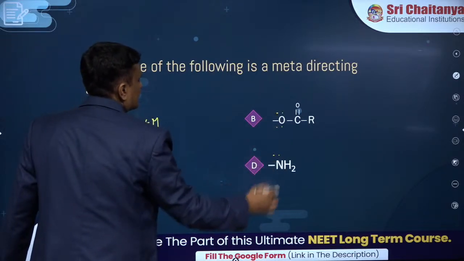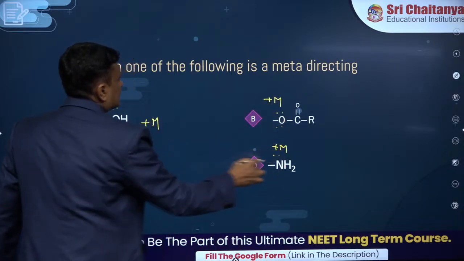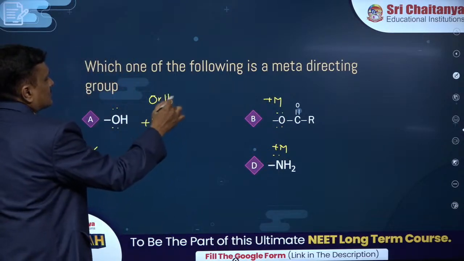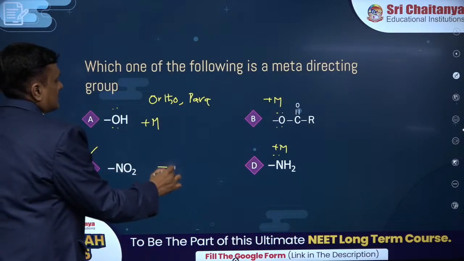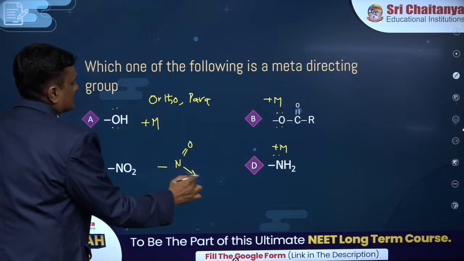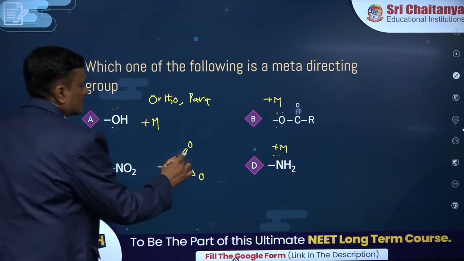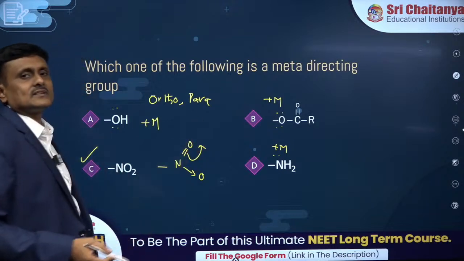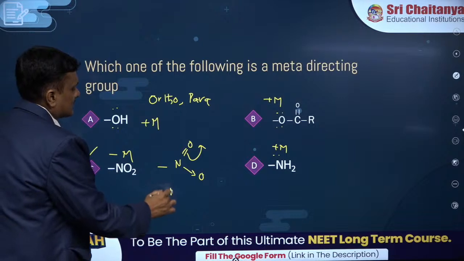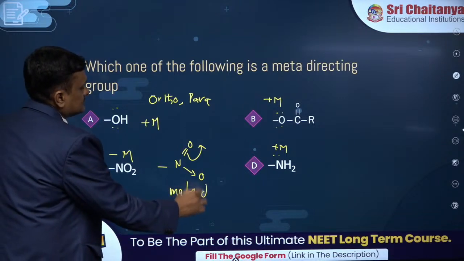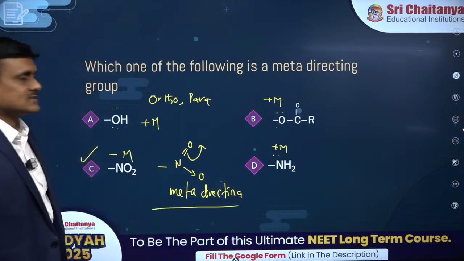Any group that has a lone pair shows plus M. Oxygen has a lone pair, nitrogen has a lone pair. Any group that shows plus M is ortho-para-directing, isn't it? Ortho, comma, para. Any group that doesn't have a lone pair, where the atom attached to the oxygen has donated its lone pair to the oxygen, and moreover there is a pi bond unsaturation with the oxygen, you call it minus M. And all those groups that show minus M are meta-directing. Good. Easy question, intermediate NCERT based 12th class question.